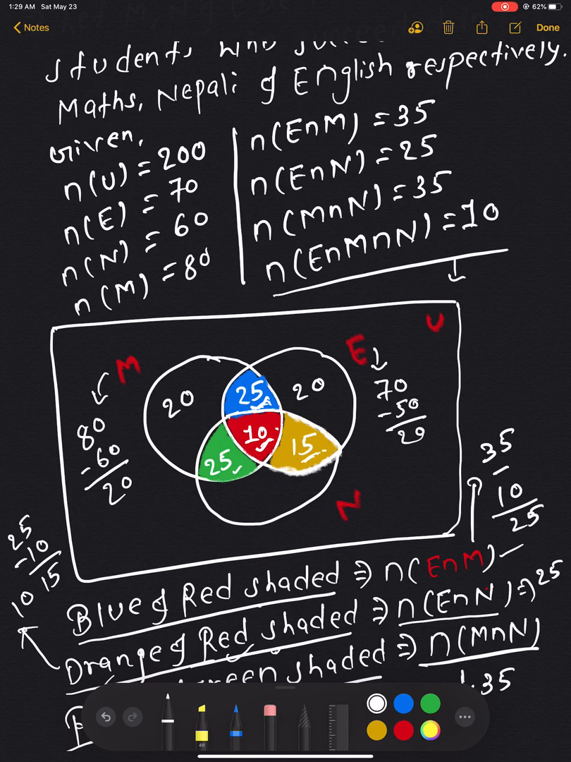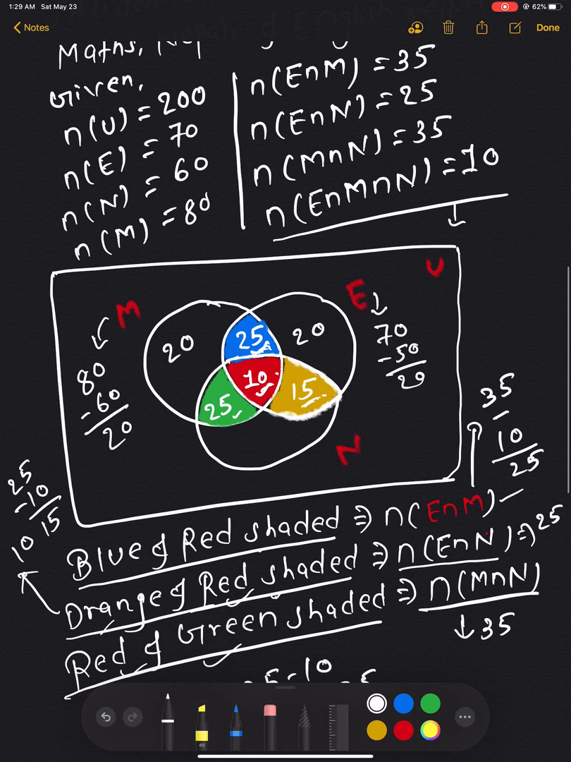This is your 20. So now look at this part, N. So n(N) is 60. So you already have 25, 10, 15. 25 plus 10, how much? 35. 35 plus 15, 50. So what is this part? 60 minus 50, that is 10. So write it down over here, 10. Okay, so now let me erase this.